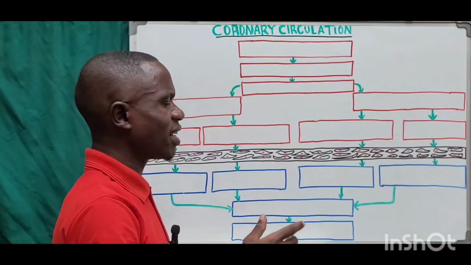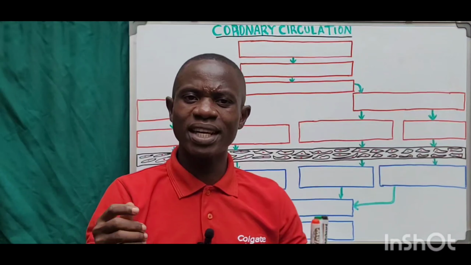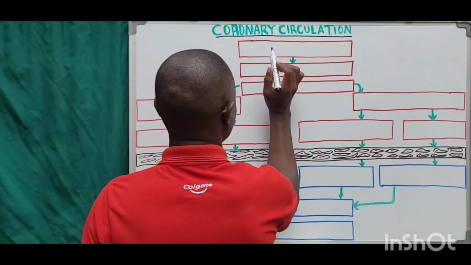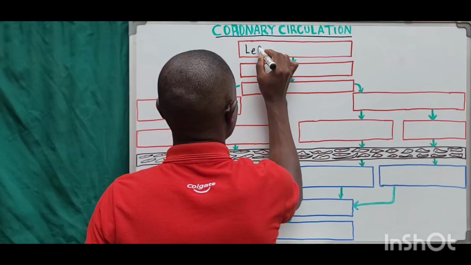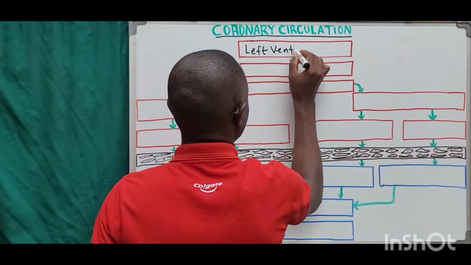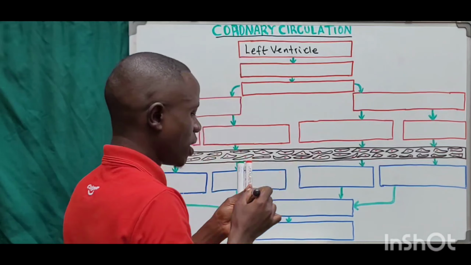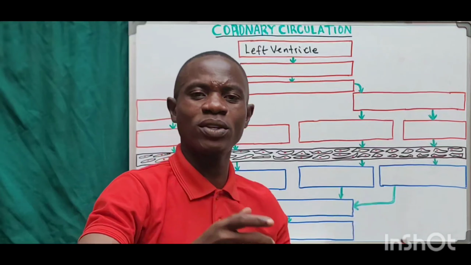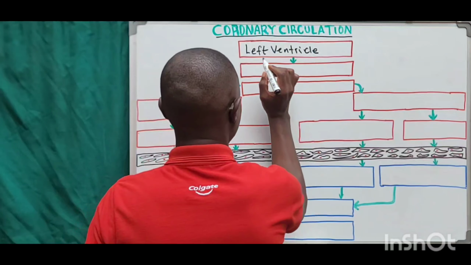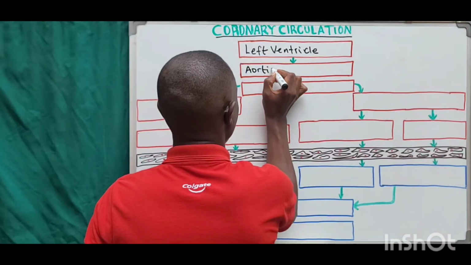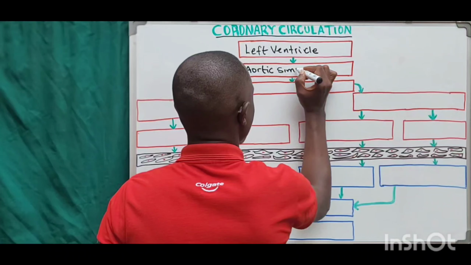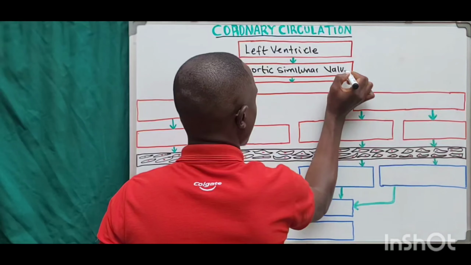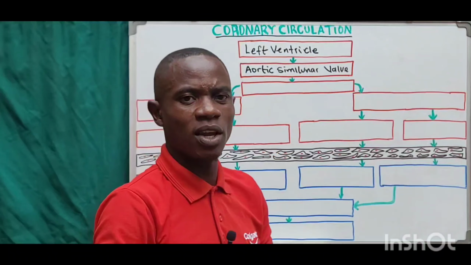Now we have said that coronary circulation is going to start from the left ventricle. When the left ventricle contracts, it will push this blood to knock one of the beautiful valves, which we call the aortic semilunar valve. So our second step is the aortic semilunar valve. And when this aortic semilunar valve opens, it allows the blood to go to the aorta.